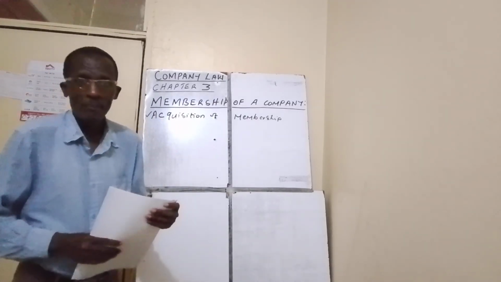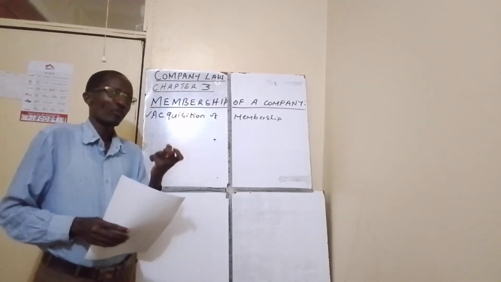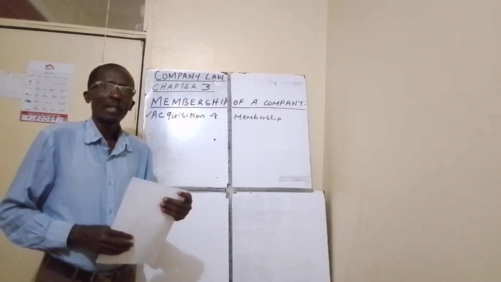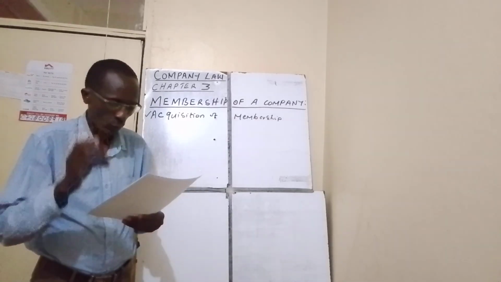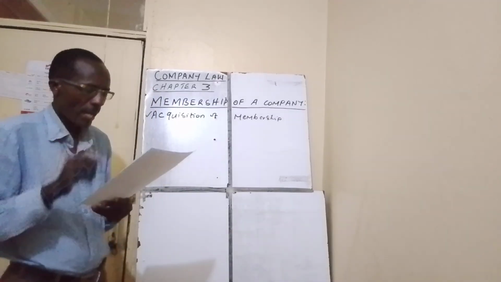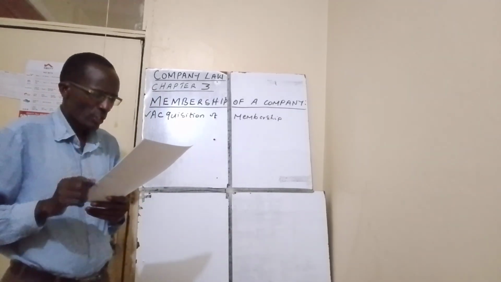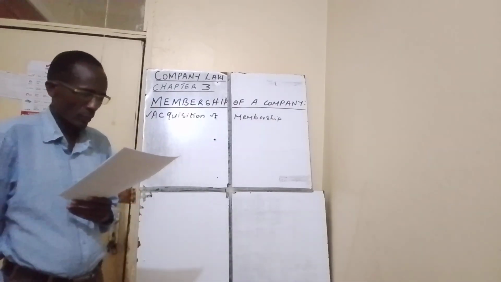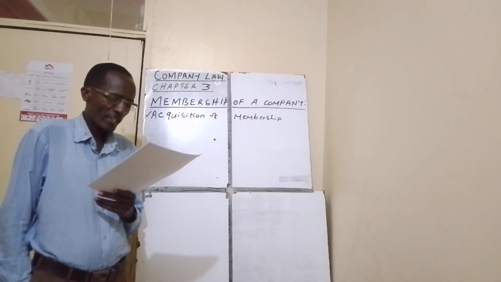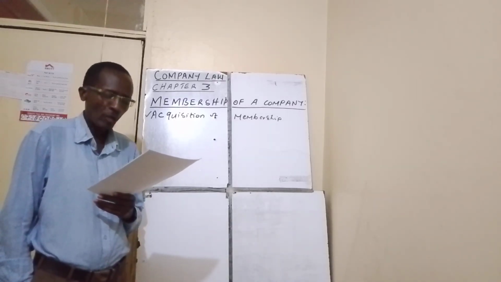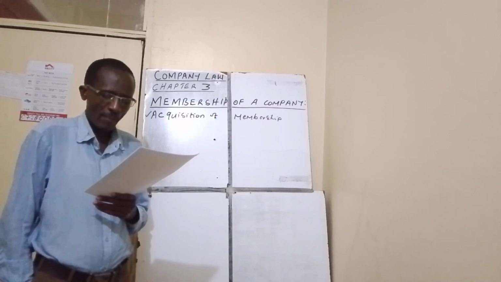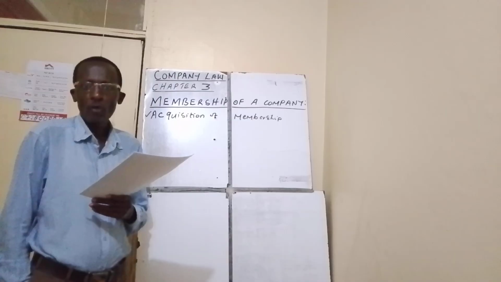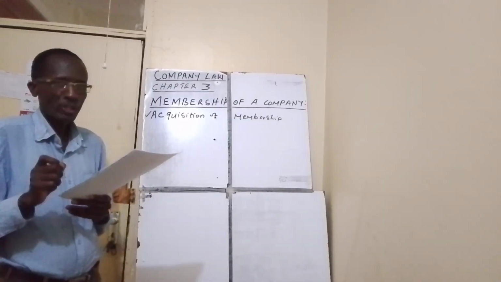You become a shareholder. Simply by purchasing the shares of a company, you will become a member or a shareholder. So number two is by application and allotment. The other way of acquiring membership is by application and allotment. And you say, when a person applies for the shares and the shares are allotted to him, he becomes a member and his name must be entered in the register of members. Simple. By application and allotment.